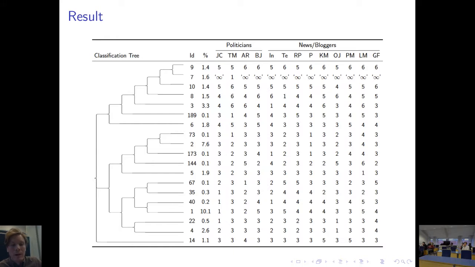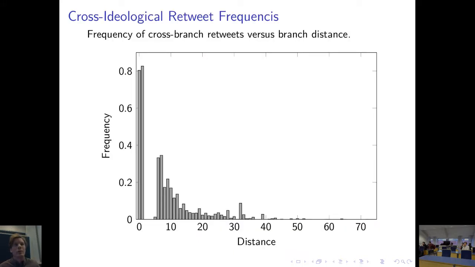So yeah, and then I used the distances between the branches and looked at the frequency of retweets across branches. And I got this graph here where you can see that the frequency of retweets is heavily among people very similar, or very close in this tree.